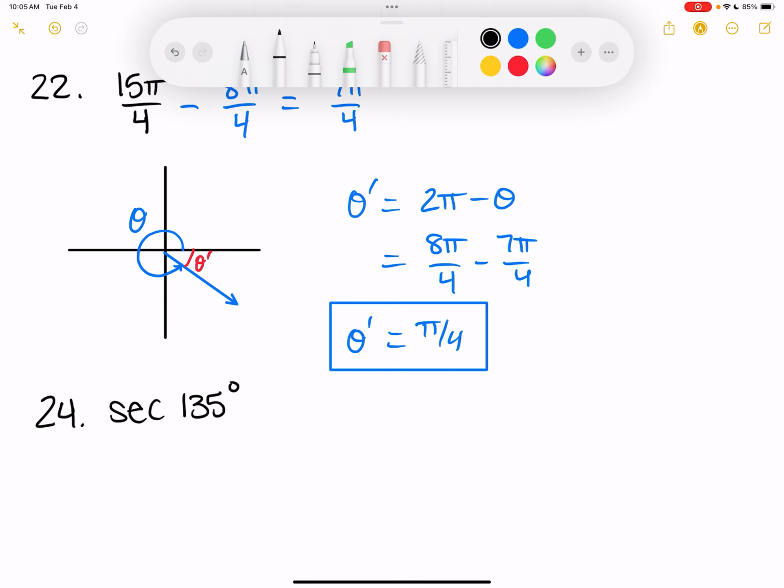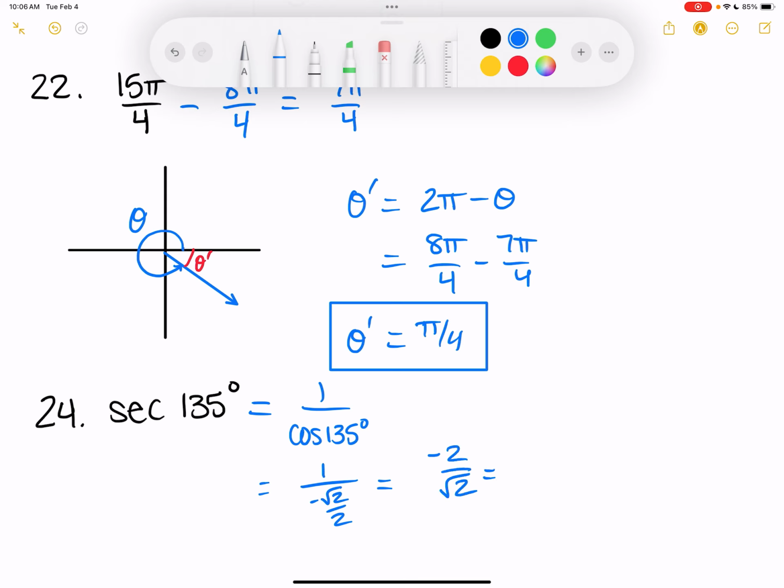Secant of 135 degrees. So remember, we think about secant in terms of cosine. It's 1 over the cosine of 135 degrees. So what is the cosine of 135 degrees? Negative root 2 over 2. So this is 1 over negative root 2 over 2. Keep, change, flip gives me negative 2 over root 2.